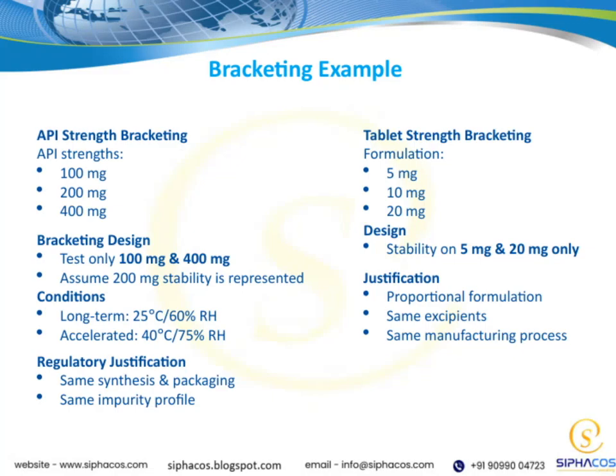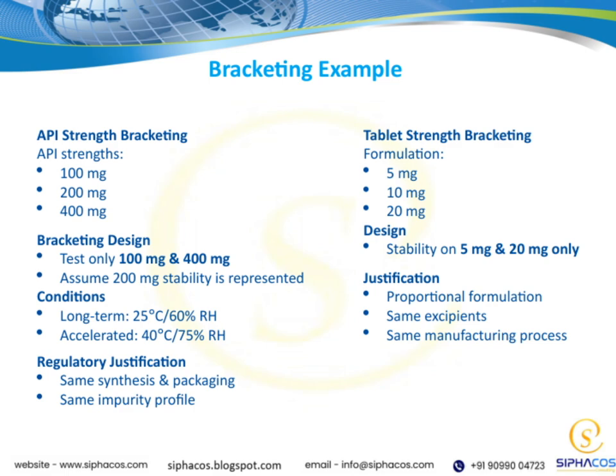Let's take a closer look at the tablet strength bracketing formulation. We have 3 strengths: 5 mg, 10 mg, and 20 mg. The design here focuses on the stability of the 5 mg and 20 mg tablets, which are the endpoints, meaning we test only these 2. The key point is that the formulation is proportional across these strengths, using the same excipients and manufacturing process. This consistency helps ensure that the stability data can be extrapolated across the different doses.